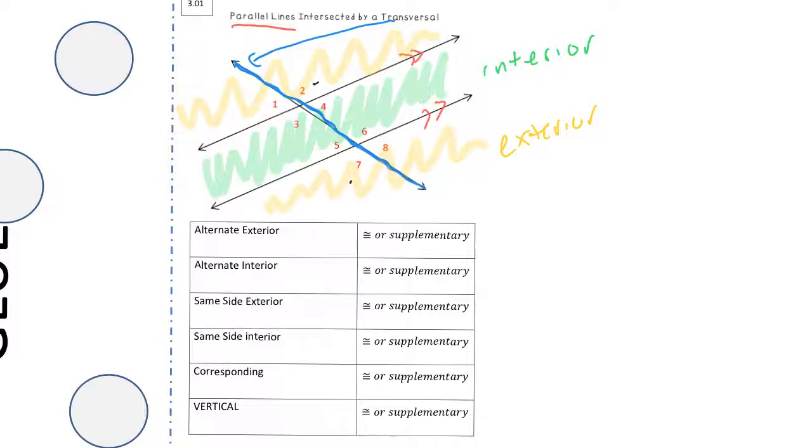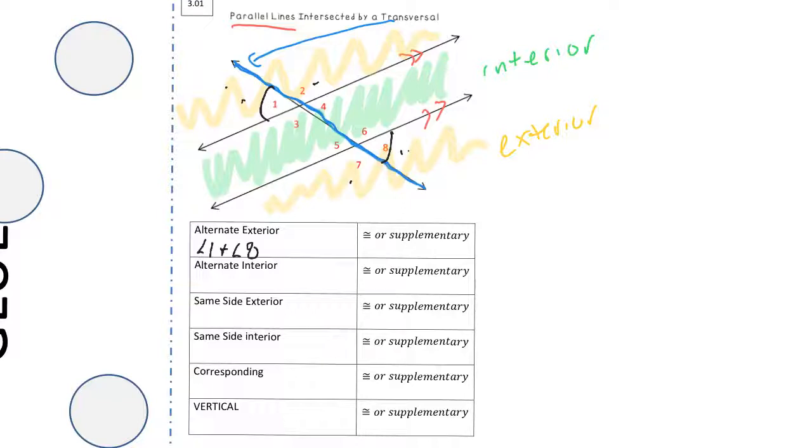And so alternate exterior, let's look at this first one. That would be angle 1 and angle 8, because I want them on the exterior, so that's the yellow part. And then I want them across that transversal.